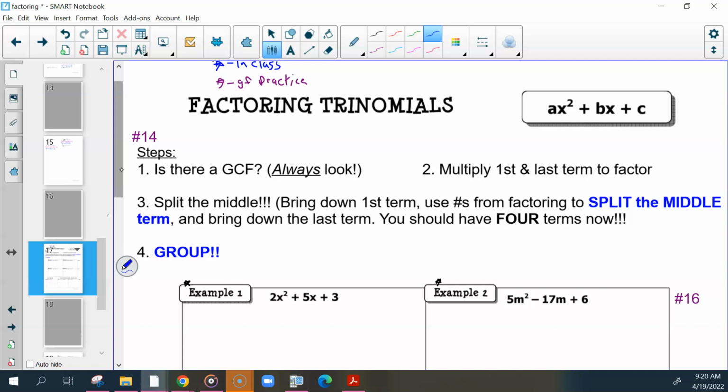So before we actually try this, I'm going to talk through the instructions and then we'll actually do the example. The first thing, we're going to look and see, does it have a GCF? It could not. The GCF could just be 1. If that is the case, we won't really do anything.